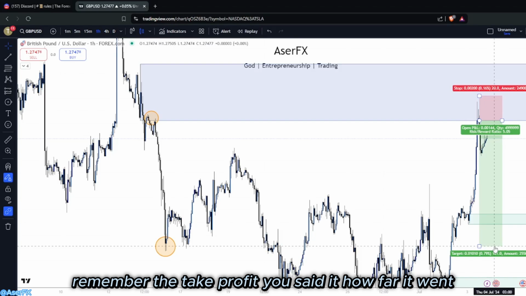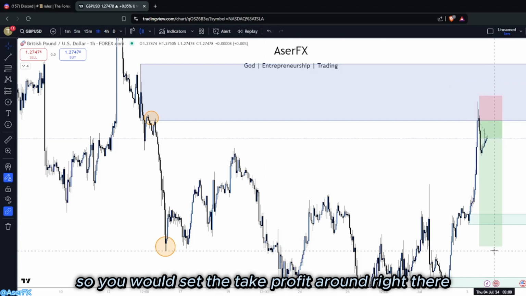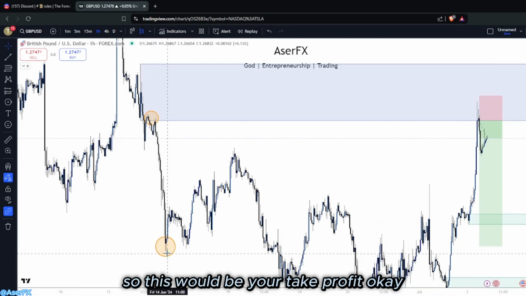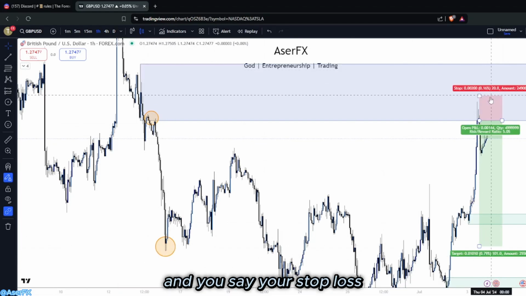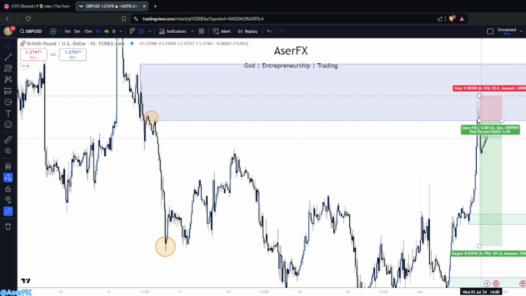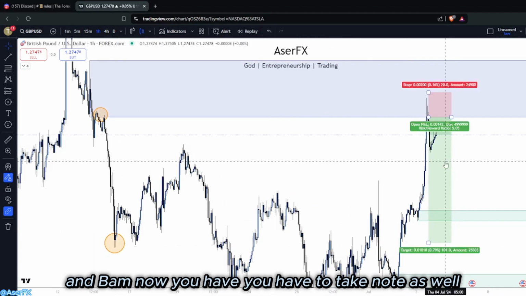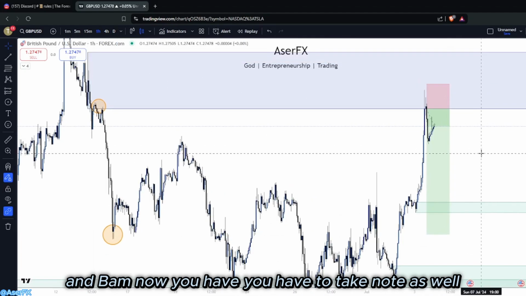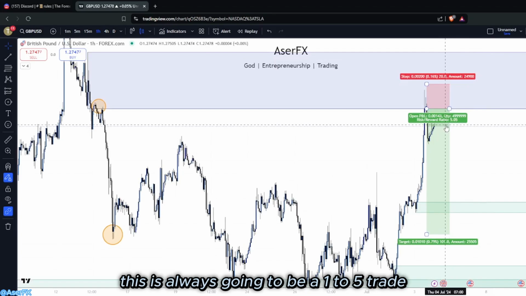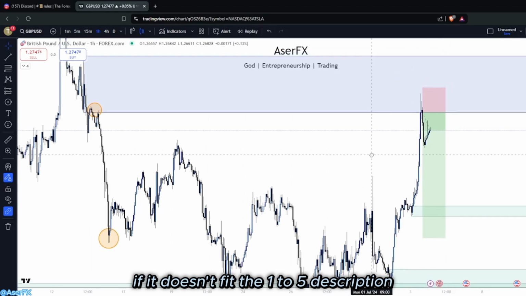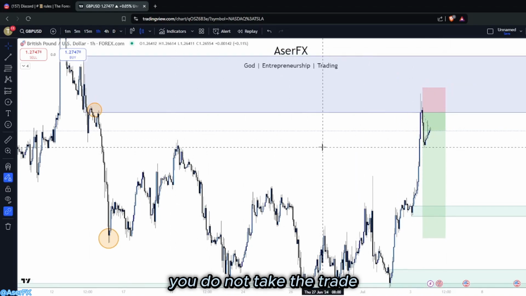However, remember the take profit, you set it how far it went. So you would set the take profit around right there. So this would be your take profit. Okay. And you set your stop loss quite above how high or low it went into the order block last time. And bam. Now you have to take note as well. This is always going to be a 1 to 5 trade. You always want 1 to 5 or more. If it doesn't fit the 1 to 5 description, you do not take the trade.